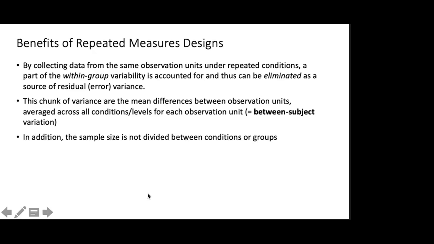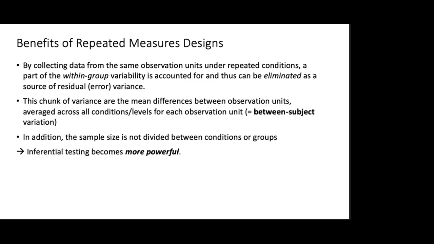Another huge benefit of a repeated measures design is that because we're observing the same subjects across all conditions, we don't have to divide the sample size by the number of groups. That means we don't have to have like 30, 40, 50, 60 observation units in each cell of our design. We can just have like 100 and test them repeatedly. Depending on the complexity of your design, that's a huge difference, right? So you can save a lot of time and money.